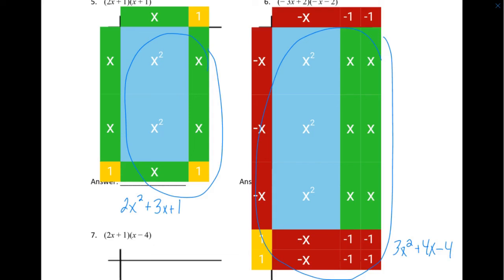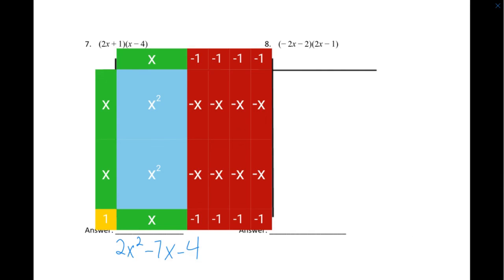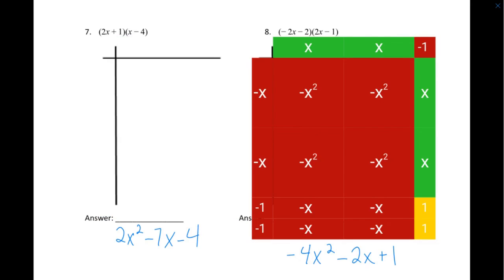All right, so what I want you to do now is go ahead and try those last 2 on your own. I'm going to take away all that stuff up there above and go ahead and pause the video and then check your answers once you are done. So for number 7, you should have gotten 2x squared minus 7x minus 4. And for number 8, you should have come up with negative 4x squared minus 2x plus 1.